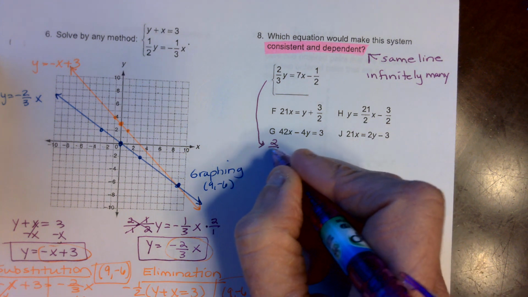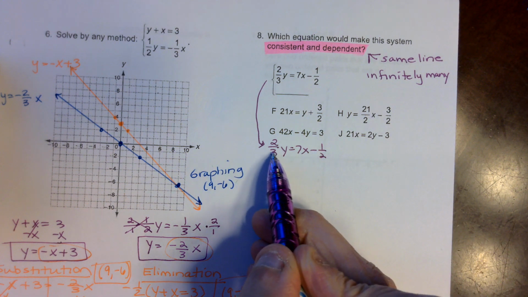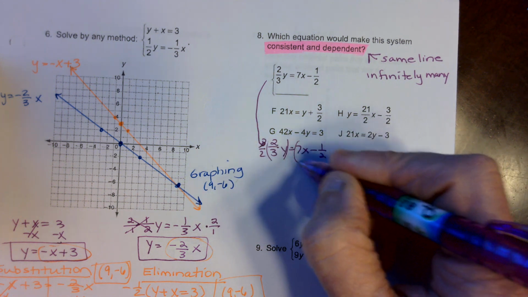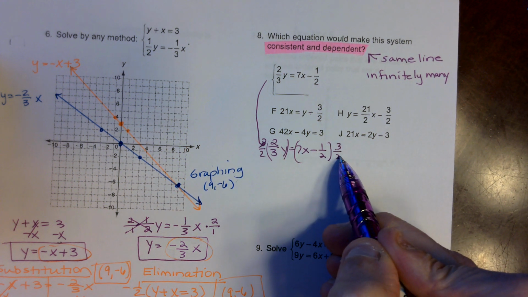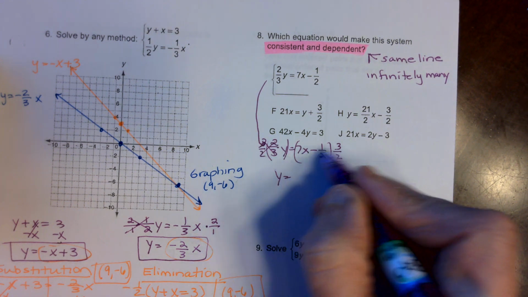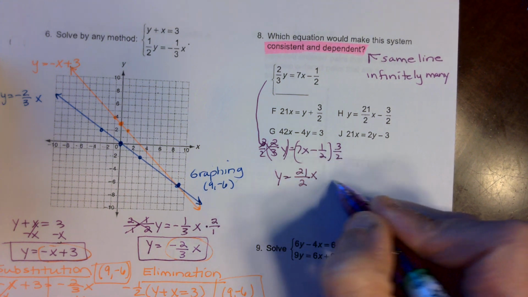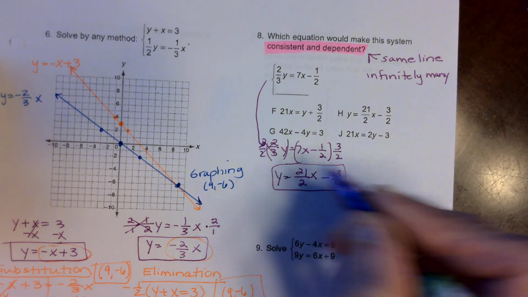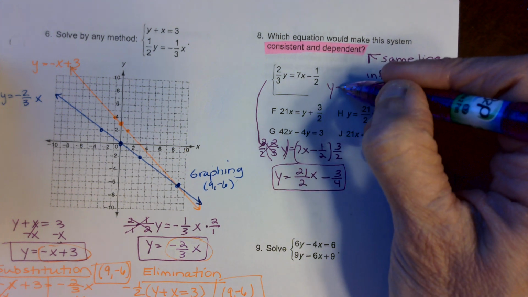So 2/3 y equals 7x minus 1/2. And then we need to multiply by the reciprocal here. So we're going to multiply this by 3/2. Be very careful because when you're multiplying, you have to multiply 3/2 by both of these. So these cross off and I'm left with y equals 21x over 2 minus 3/4. Okay, so that's the original equation right here. We're trying to match that up. In fact, I'll write that up here.